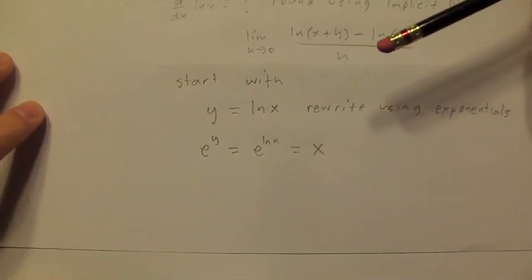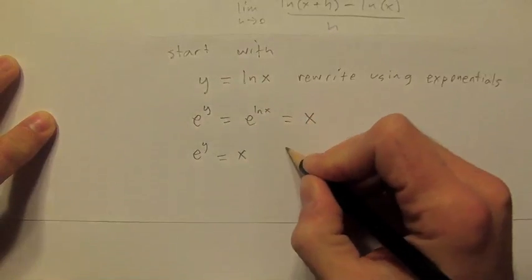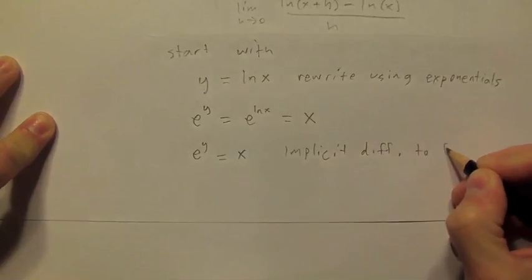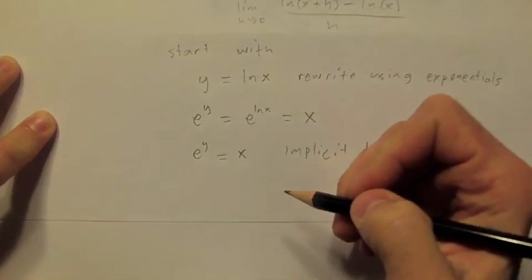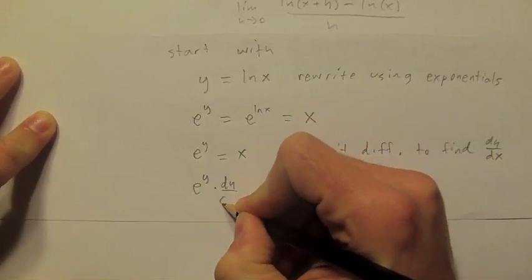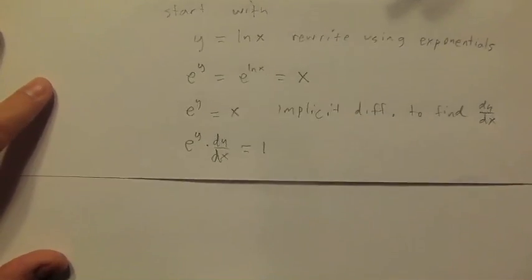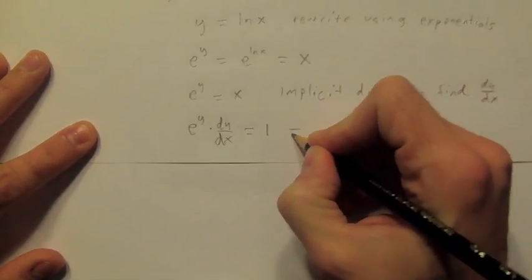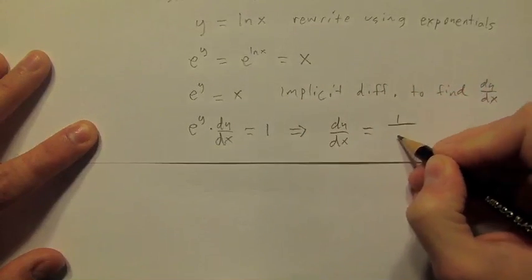All right, so now from here we have e to the y is equal to x, and now we'll use implicit differentiation to find dy over dx. Okay, so the derivative of e to the y is e to the y times dy dx, and the derivative of x, of course, is 1. So this is actually a very simple implicit differentiation. This ends up being dy over dx is 1 over e to the y.